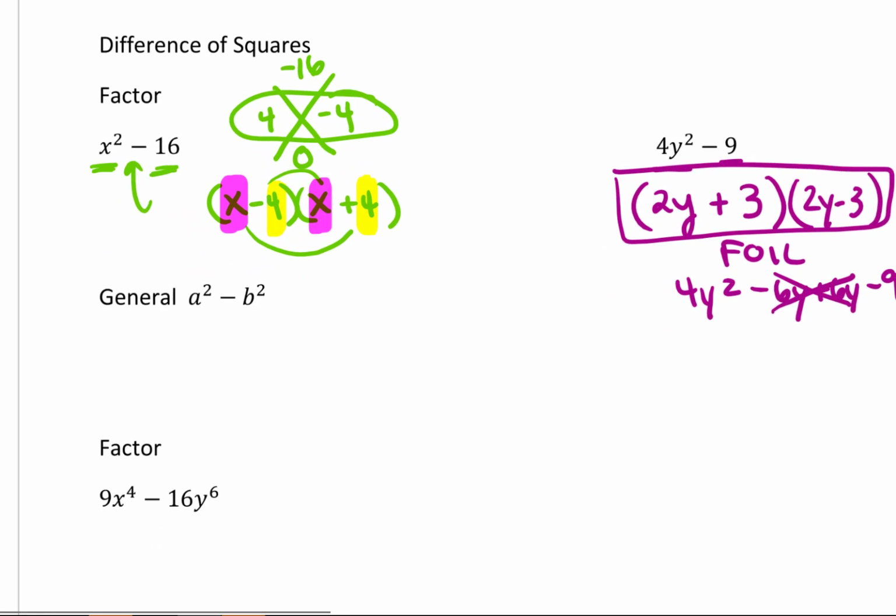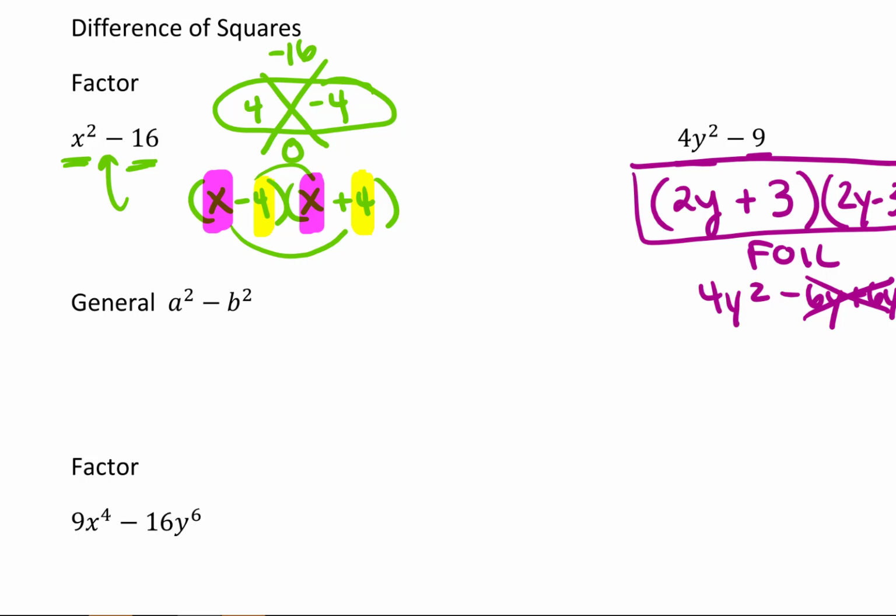So in general, you're looking at taking the square root. So we have a and b. They go at the front and back of each parentheses, and then we have opposite signs.